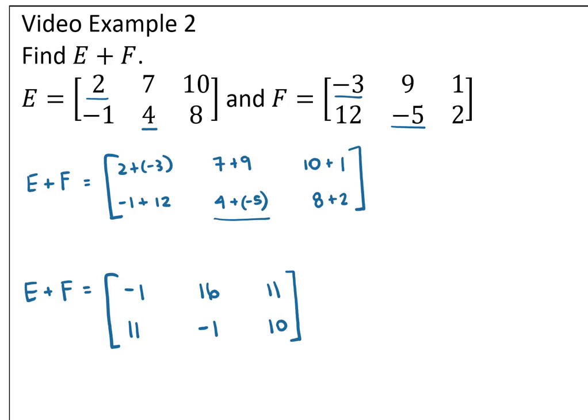Now at the bottom of this question I do ask, what would you get if you added F plus E? Would it be the same or would it be different from this matrix that we just found? Well, if I took F plus E, what I would say is negative 3 plus 2. And you would still get that negative 1. And so F plus E is going to be all the same components of E plus F, just when you add them together, they are still commutative. So matrix addition is also commutative. So F plus E would be the same thing as E plus F.